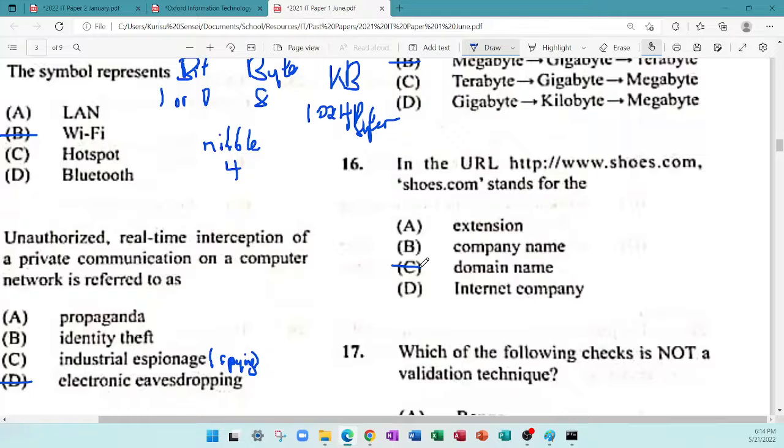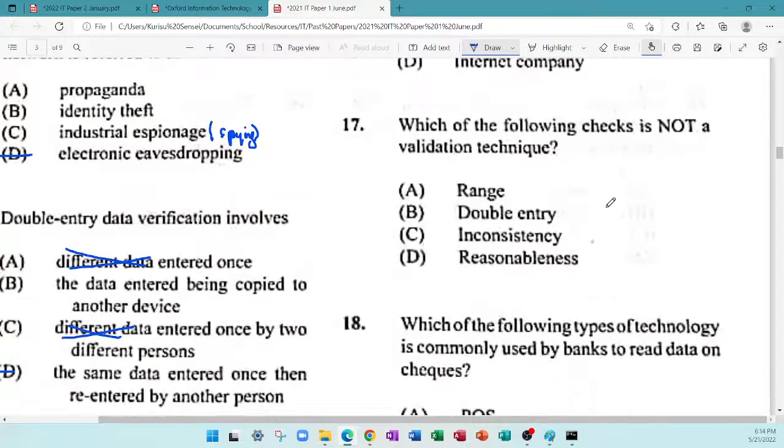Yeah, I sent the image of this in the other group about the breakdown of a URL. So shoes.com is called the domain name.